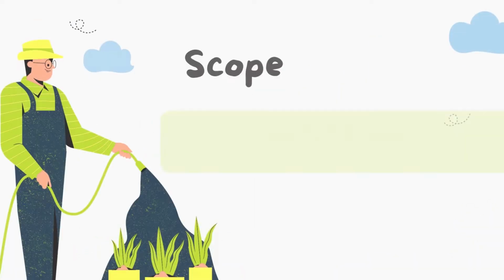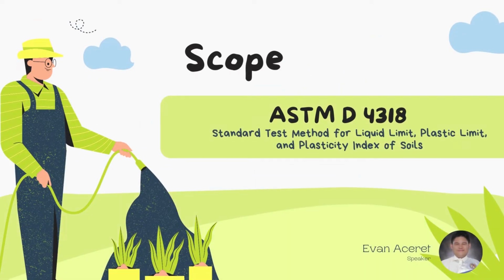method. The scope of the experiment is to perform the test only on the soil that passes through the number 40 sieve. Therefore, the relative contribution of this portion of the soil to the properties of the sample as a whole must be considered when using this test to evaluate properties of a soil. The experiment followed the standard test method for liquid limit, plastic limit, and plasticity index of soils, which is the ASTM-D 4318.